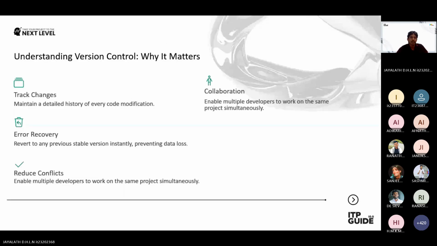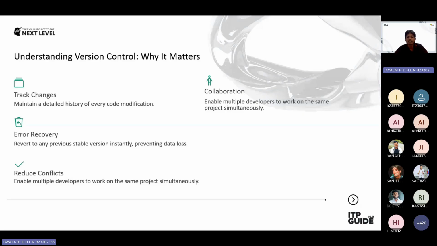Before we jump into Git, let's understand what version control actually means. Imagine you are working on a project and you make changes every day. Then version control helps you to track changes so you can see what was done, when, and by whom. It's also great for collaboration. When you are working in a team, everyone can work on the same code base without stepping on other toes. Another big advantage is error recovery.